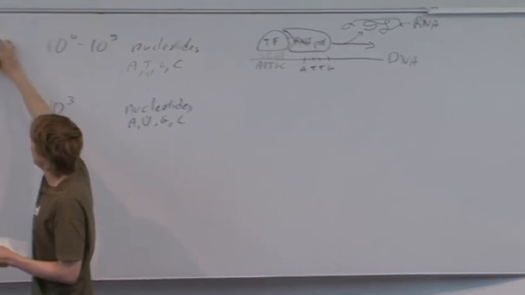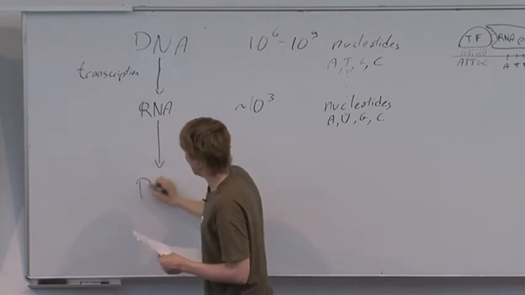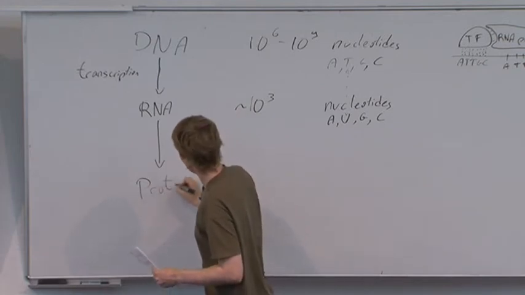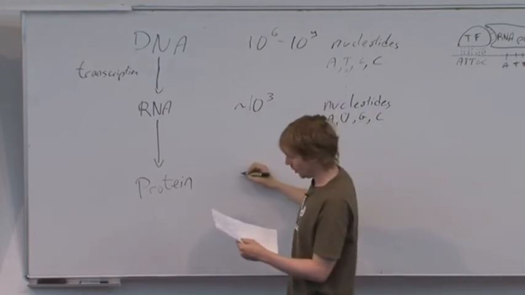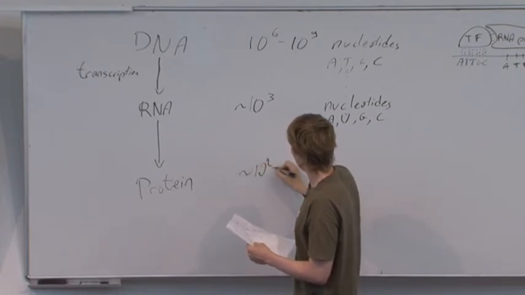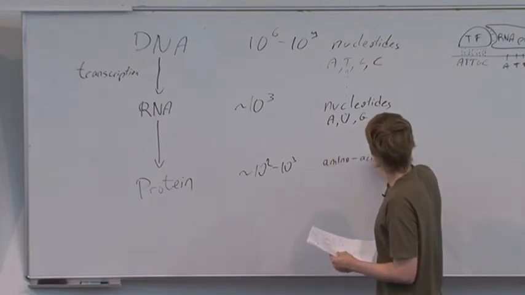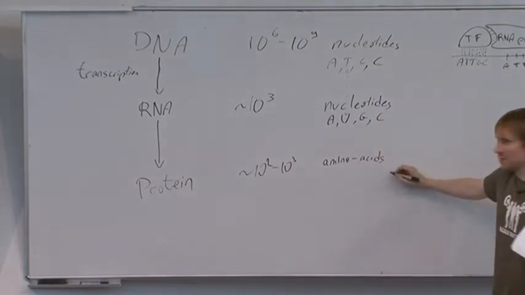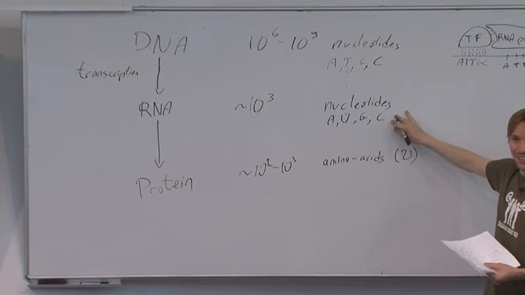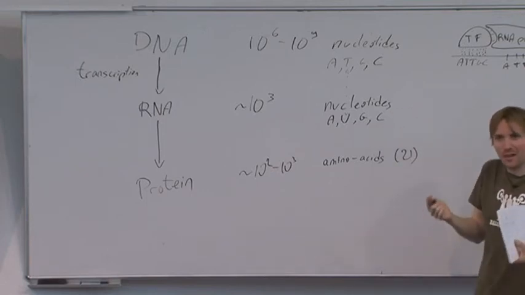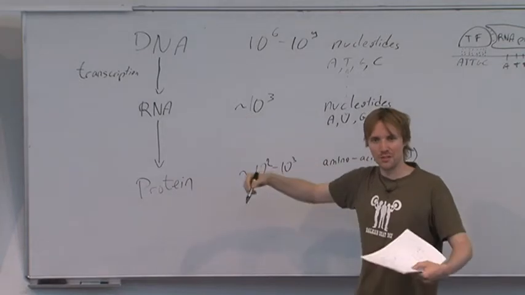Well, now we have an RNA, which is a kind of copy of DNA. The next step is to go from RNA to the proteins. This step goes from nucleotides to a new molecule, which is the protein. And as we saw, the protein is a bit longer, 10 to the 2 to 10 to the 3 amino acids. As we saw, there are 21 types of amino acids, but there are only 4 nucleotides, and it's a different chemistry. So you're going to have to do some translation at some point between nucleotides and amino acids. That's why this step, going from RNA to proteins, is called translation.